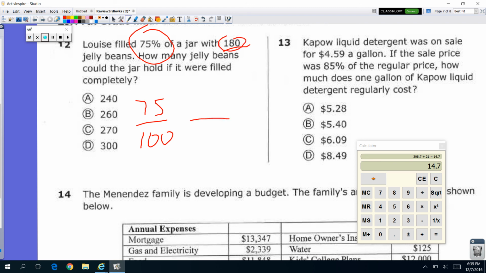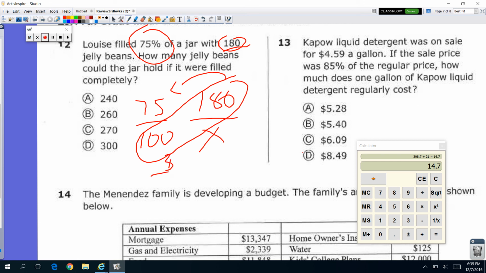But the jar has to have more. Well, 100% of the jar is what we're looking for. So it goes with the 100, see? But we have 180 of them. Okay. So again, we can multiply and then divide. Or I can simplify it. 75 over 100 is the same as 3/4. Okay. So now I can just multiply 4 times 180 and then divide it by 3.